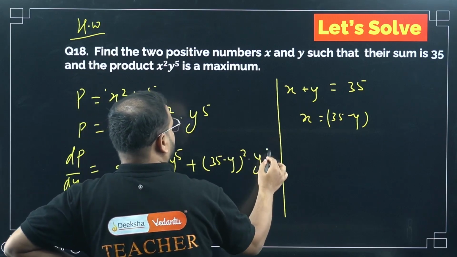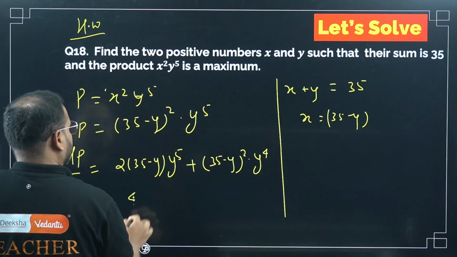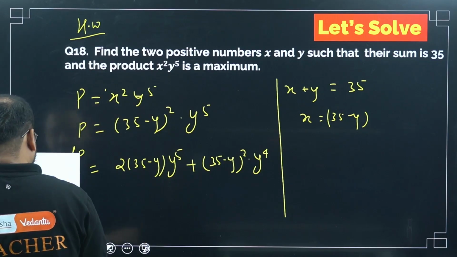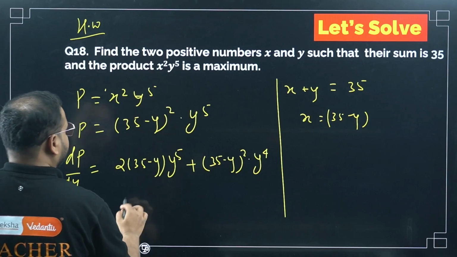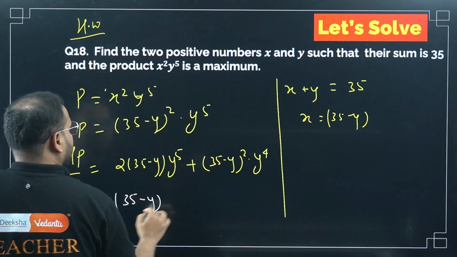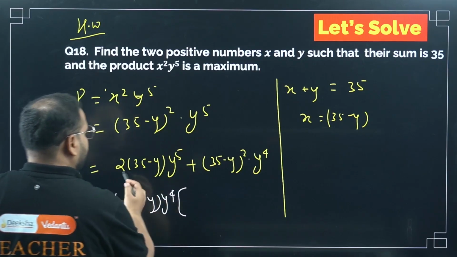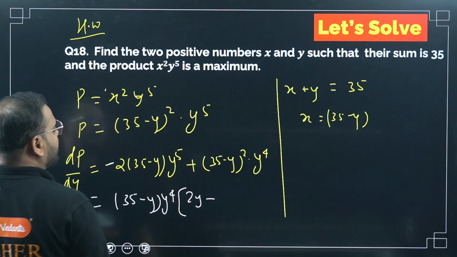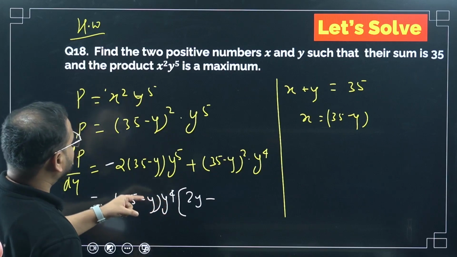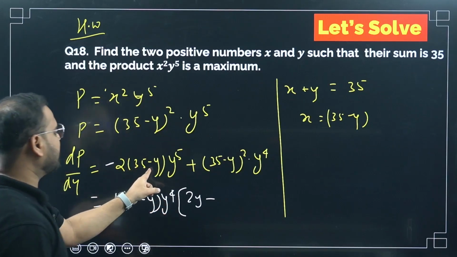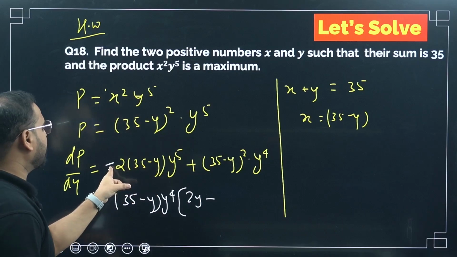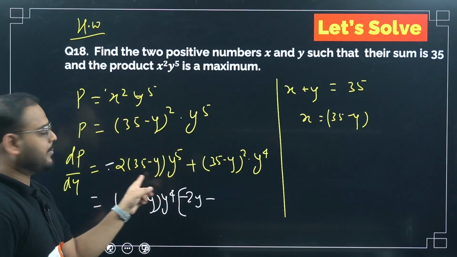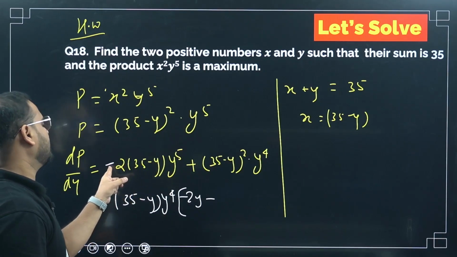Y power 4. Take y power 4 common, and I can take more things common, so let me take it for you. I'll take 35 minus y times y power 4 common. What am I going to get? I'll get 2y minus, there's a minus sign over here, because if I'm differentiating this part, I get 2 times 35 minus y, but I have to differentiate minus y also, so there will be a minus sign here. I forgot to mention. Chain rule will be applied. The derivative of minus y will be minus 1, so minus 2 will be coming.